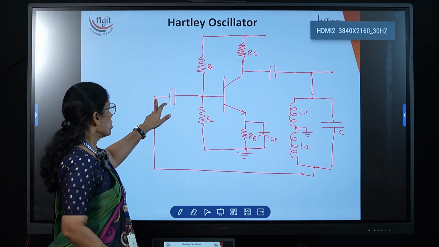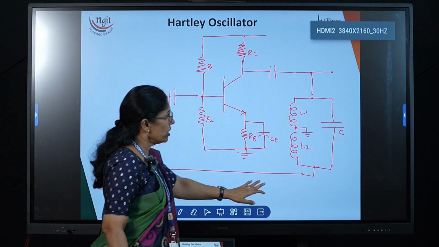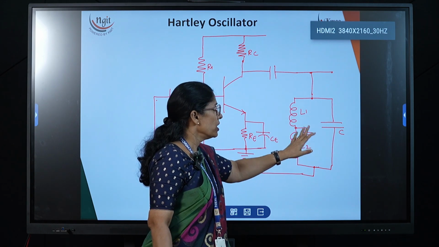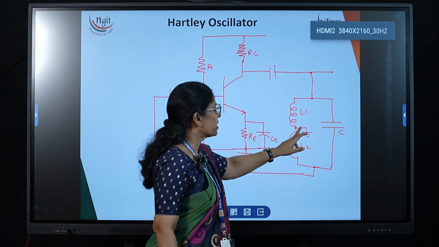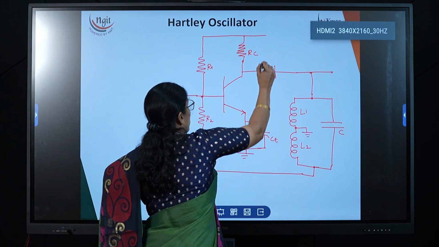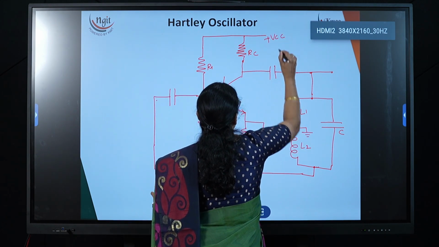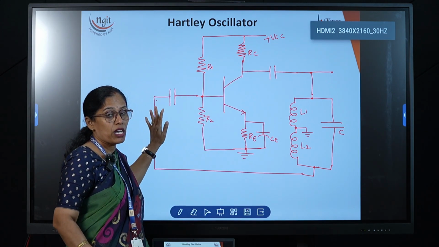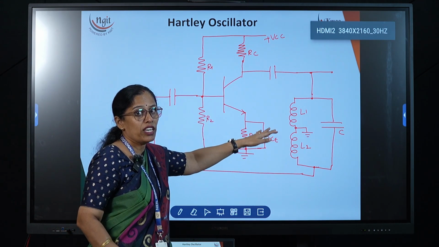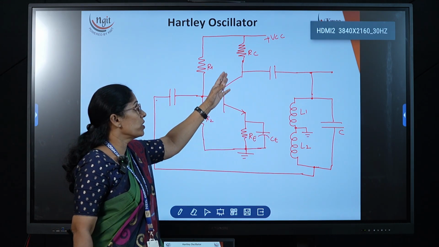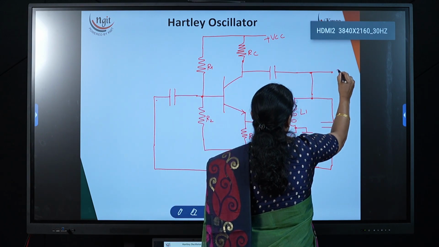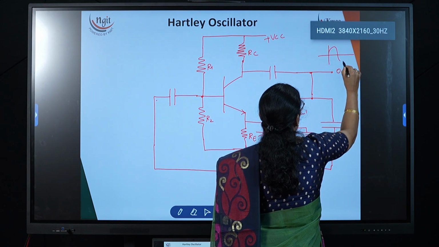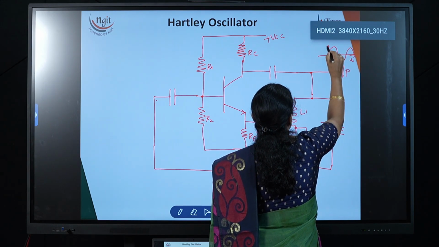Here the input should come from the tank circuit, and the output we are applying to the tank circuit. This is nothing but a feedback network, in which we are using two inductors and one capacitor. Here I am applying plus VCC. Whenever we switch on the supply, we are not giving any input signal, because the oscillator itself is a generator; it has to give oscillations at the output from the DC. The DC will be converted into an AC sinusoidal signal, which we get at the output.